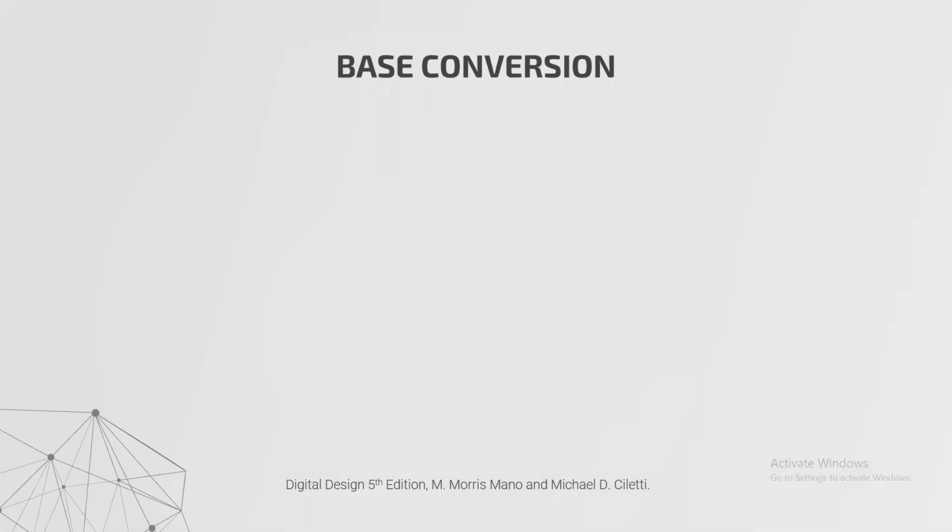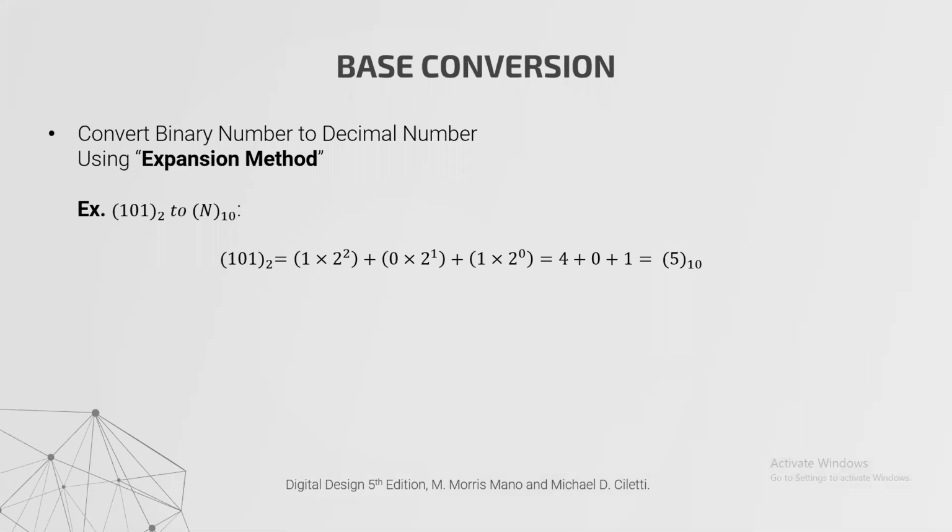To convert a binary number to a decimal number, we use the expansion method. In this method, the given number is expressed as a summation of terms, each of which is a product of a bit, 0 or 1, and a power of 2. The power of 2 is determined from the bit position. Let me explain the following example.